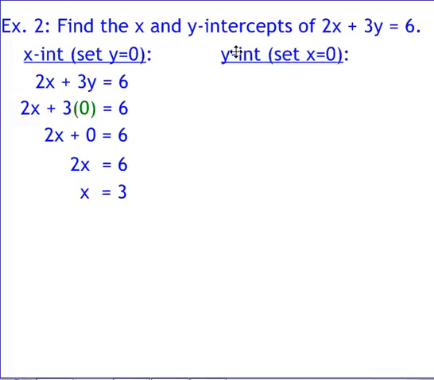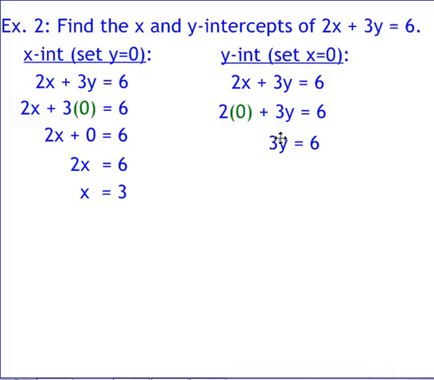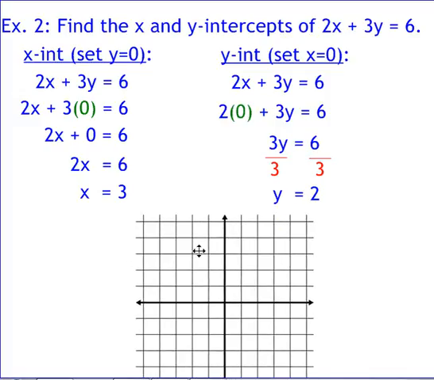The next step is to find the y-intercept. To find the y-intercept, we set x equal to 0. So again, here's the equation that we start with. Replace x with 0. 2 times 0 is still 0. Plus 3y just gives us 3y equals 6. We can divide both sides by 3. I guess we didn't show that step in the last one. 3y divided by 3 is just y. 6 divided by 3 is 2. So we get y equals 2. So the x-intercept is 3. The y-intercept is 2.